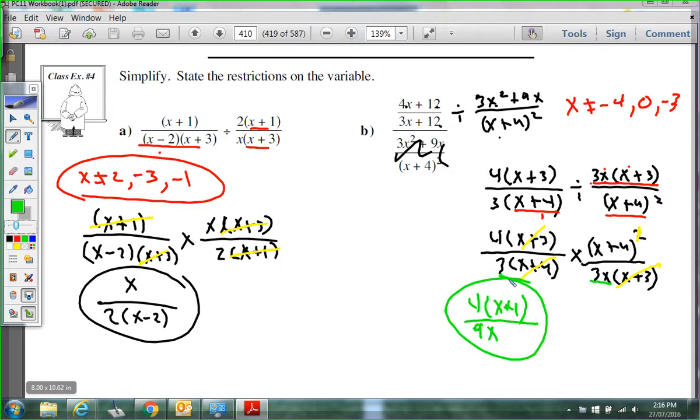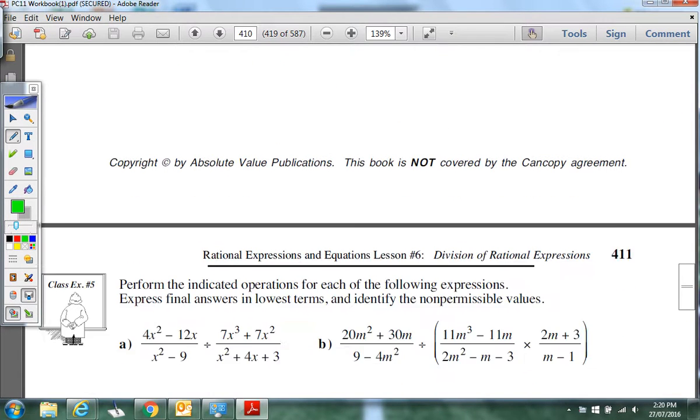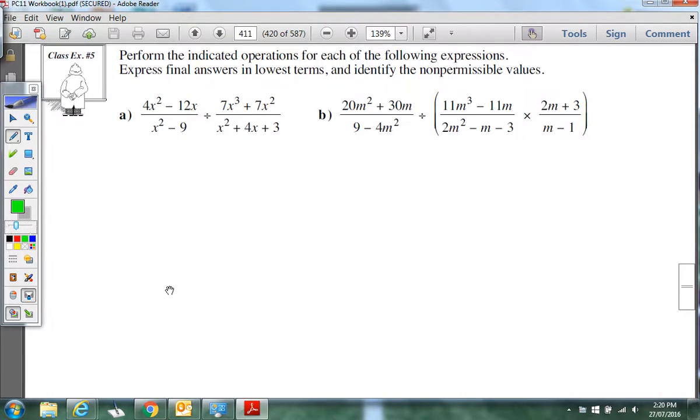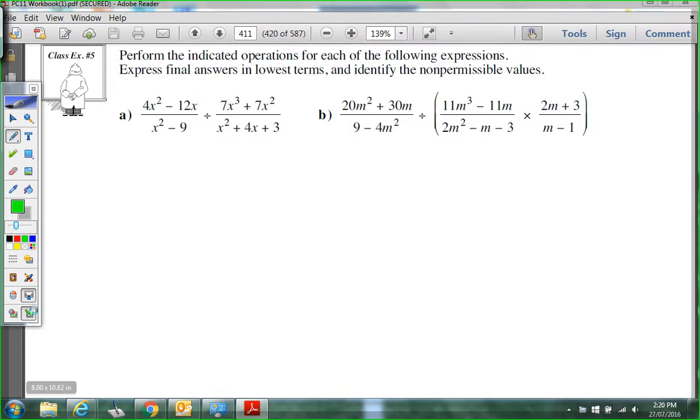All right, looks like we got one more page here. For this page, it's for the indicated operations, the following expression. So this one we have some more factoring to do. You can see it's a lot messier. So first thing I want to do is go ahead and GCF or factor everything, figure out my non-permissibles, and then we'll cancel.